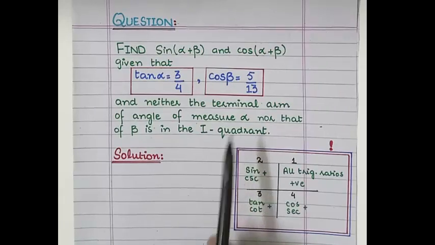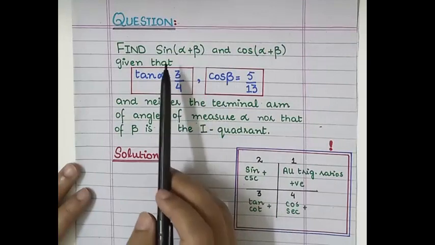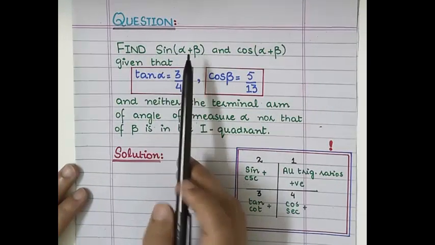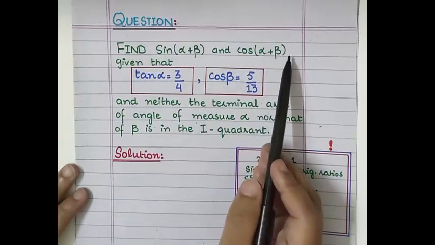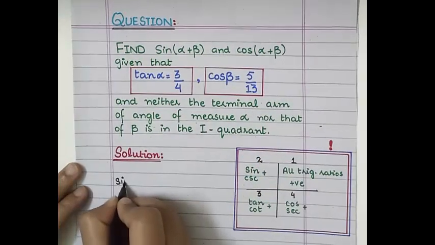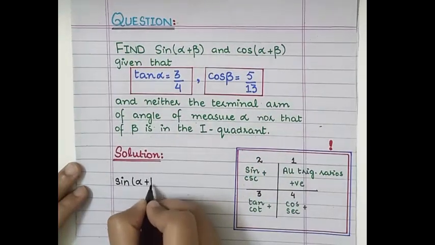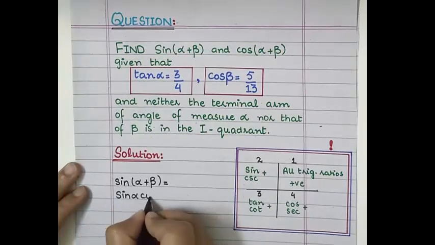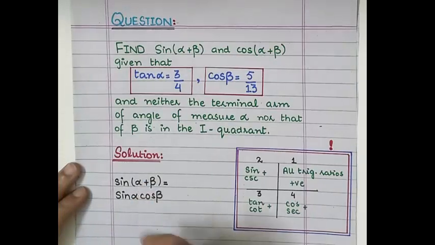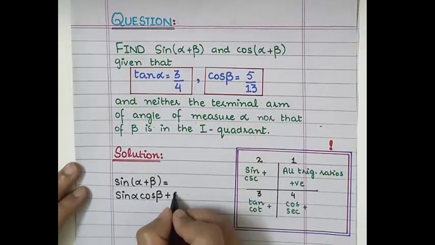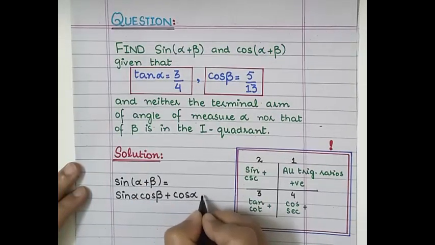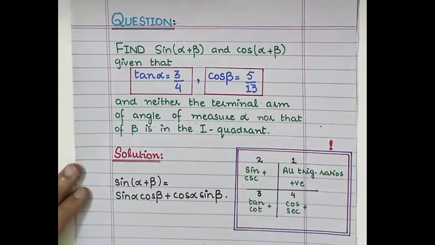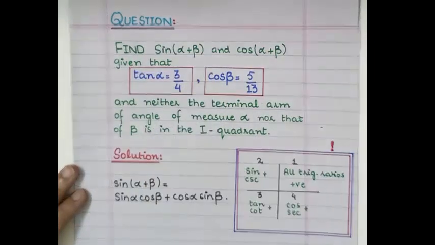So let's get started. First of all, we will get to know the formula for sin(alpha plus beta) and cos(alpha plus beta). The formula of sin(alpha plus beta) is equal to sin alpha cos beta, then a positive sign, cos alpha and sin beta. So this is the formula for sin(alpha plus beta).